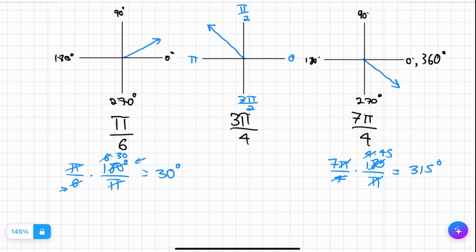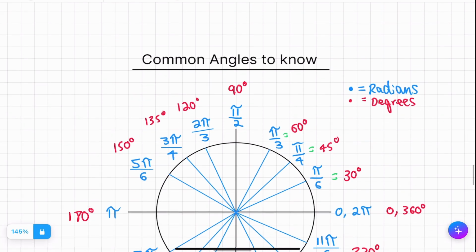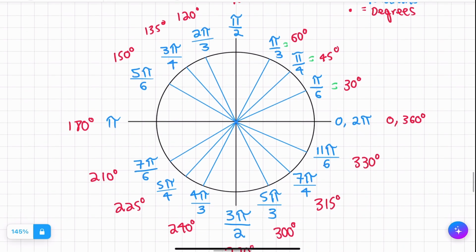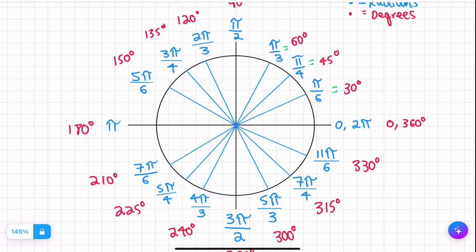All right, so as promised, let's go over some common angles that you should know. The radian values are in blue and the degrees are in red. These angles are all on the unit circle, which will become very important in upcoming lessons. I know this probably seems overwhelming right now, but don't worry. I don't want you to memorize these right now because I'm going to be showing you how to very easily memorize the unit circle in another video that I've linked in the description.